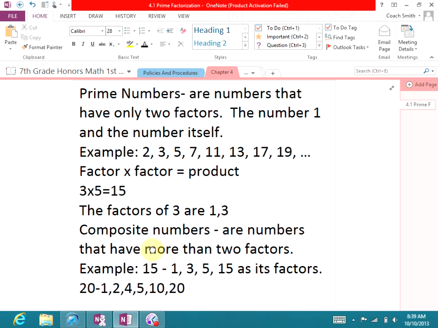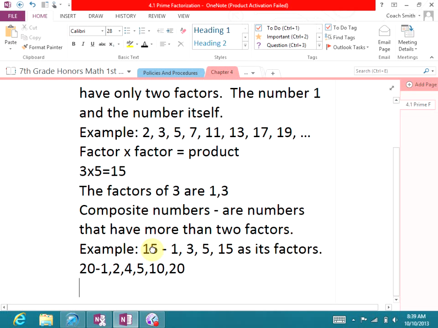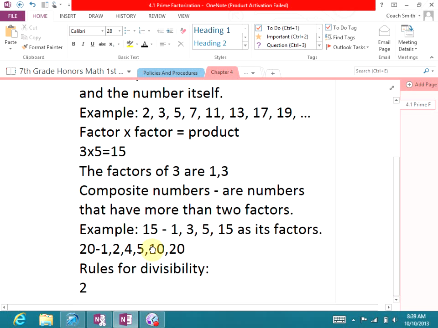Now let's take a little detour and make sure we remember our rules for divisibility, because these will come into play. Remember, we learned these last year. The rules for divisibility are shortcuts. For example, 2 goes into a number if the number is even.